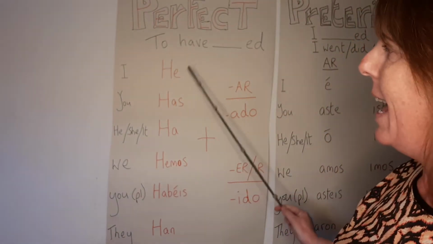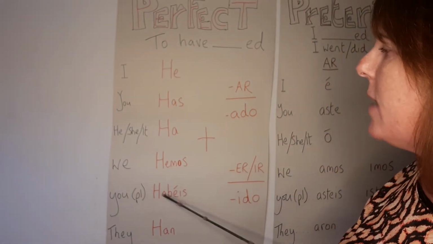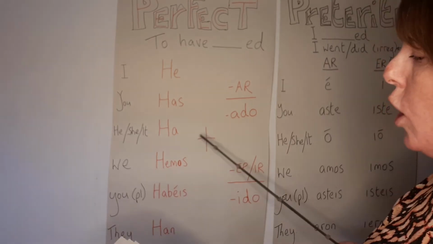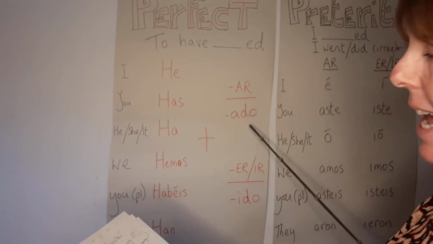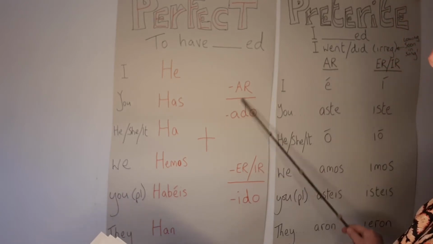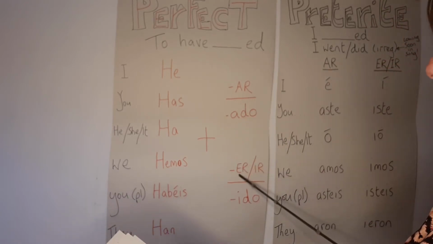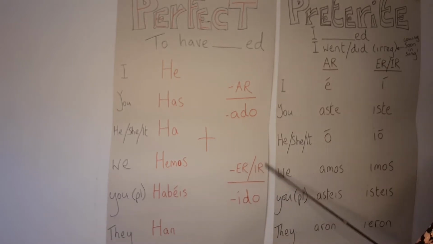Okay, one more time. As, a, hemos a base, and then you knock off the end of any full verb. Add an addo for AR verbs, an edo for ER and IR.